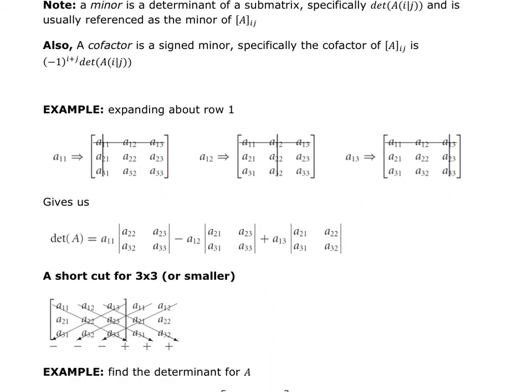So let's see what this means in terms of expanding out a row. If we expand out row 1, A11 would be multiplied by this smaller determinant. A12 would be multiplied by the determinant formed by A21, A23, A31, and A33. And then A13 would be multiplied by this smaller determinant here. So it would give us this.